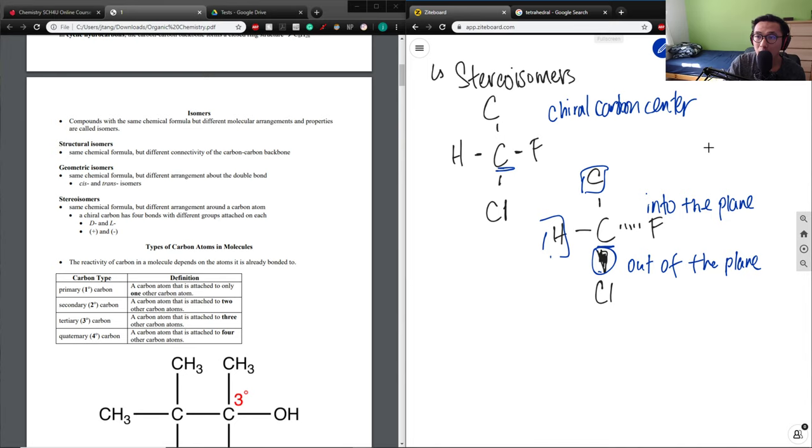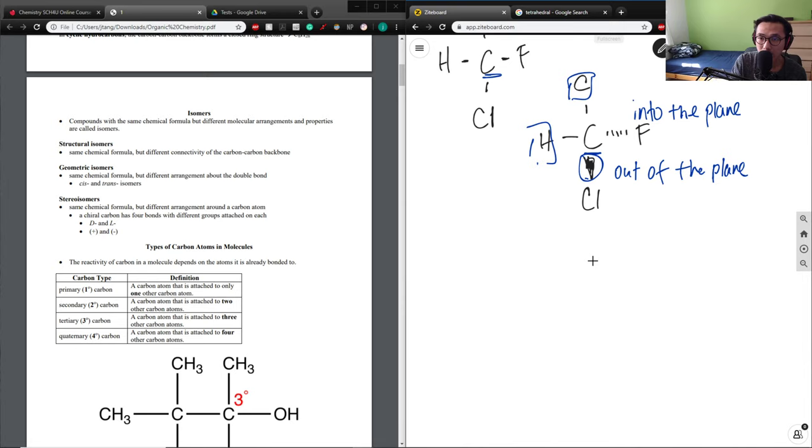And what we can do with this example is I could do a different molecule, right? What if I had something like this?